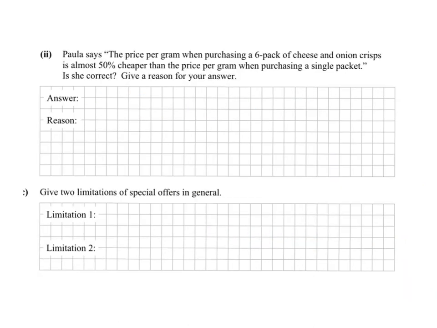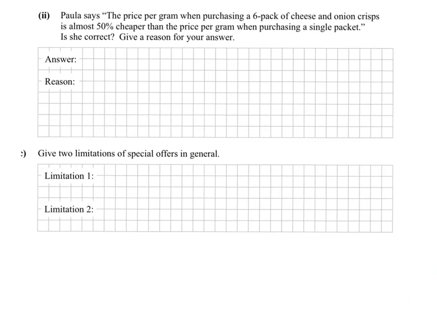Okay, Paula says the price per gram when purchasing a 6-pack of cheese and onions is almost 50% cheaper than the price per gram when purchasing a single packet. When purchasing a single packet, guys, this is going back to the very first part, 3A, and when we worked out what the single packet was. So we're going to figure out how much is it per gram per single packet, how much is it per gram per special offer packet, and then we're going to find the percentage decrease or the percentage difference. Okay, that's what we need to look at first of all.